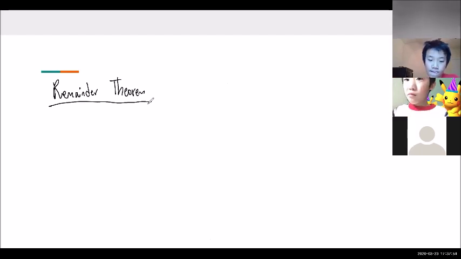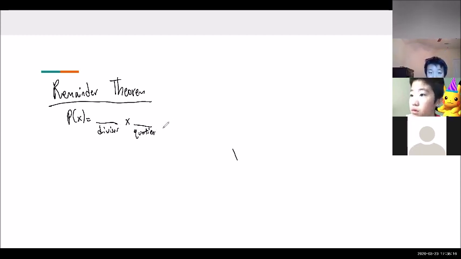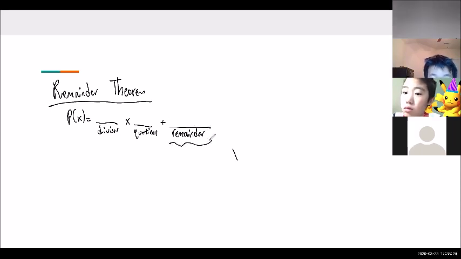So the remainder theorem. Remember what I said about polynomial division. If you have a polynomial p of x, which you divide by another polynomial, then you have this divisor times the quotient plus the remainder. This is called the remainder theorem, and we want to find what the remainder is.